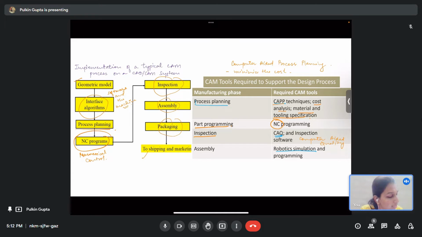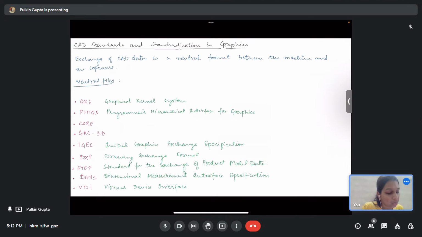And then your assembly, which is robotic simulation and programming. You can simulate your entire plant or assembly lines using certain software. So plant simulations. Simulation as in, you can simulate how your entire plant will work, like how your product will go from stage 1 to stage 3 in a particular plant. Now there are certain CAD standards and standardizations in graphics.